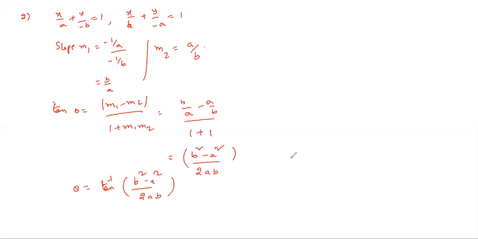So the third problem. A ray of light is coming from the point (1, 2) and reflects at a point on the x-axis, and the reflected ray passes through another point (5, 3). So coming from (1, 2), the point on the x-axis you can take as (alpha, 0). We have to find the coordinates of A.